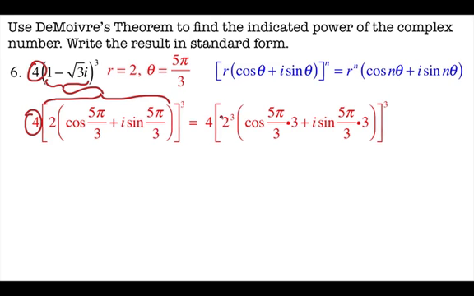I bring over the 4 in front here, the scalar, the constant. This gives me just 5 pi for both angles, and then this is just 8. I simplify this. I multiply 4 times 8, which is 32. Cosine of 5 pi is -1. Sine of 5 pi is 0. So the answer is -32.